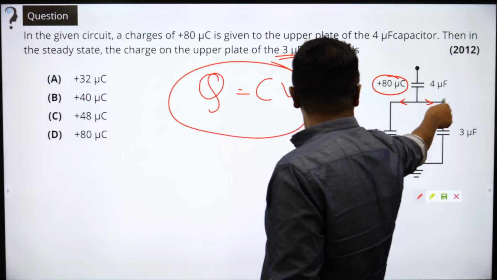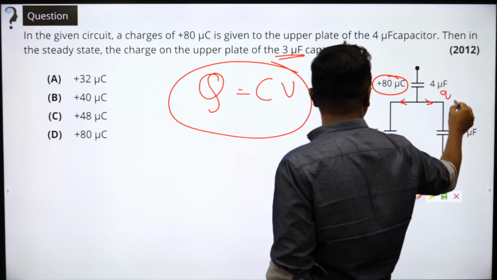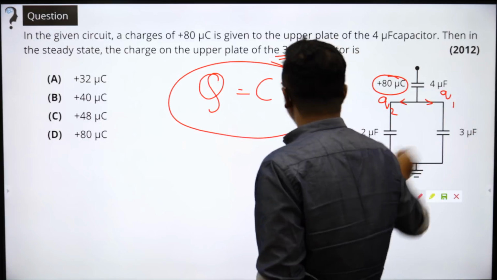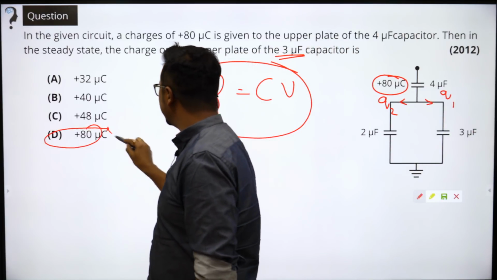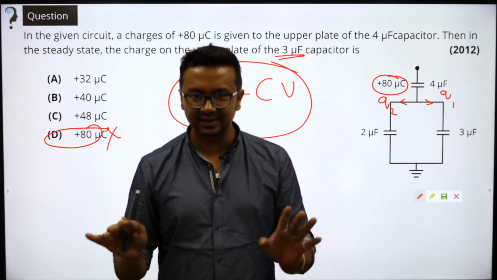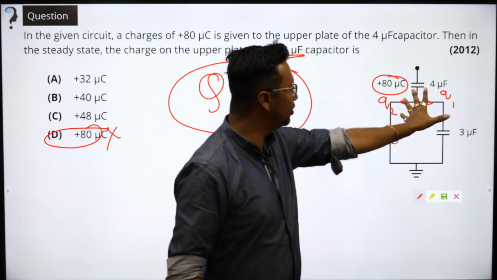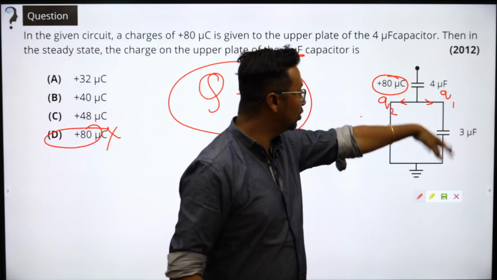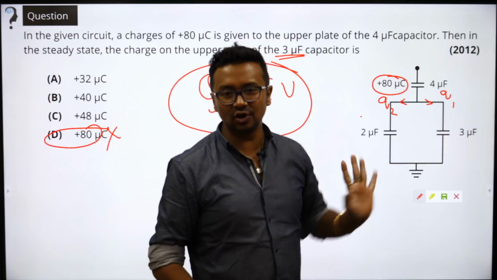इधर 80 है, it's going to distribute into Q1 and Q2 out here. Definitely 80 तो हो ही नहीं सकता. Get it? 80 तो हो नहीं सकता, right? Because 80 is out here, it's going to get distributed into Q1 and Q2, which is going to come into this. So 80 is not possible.